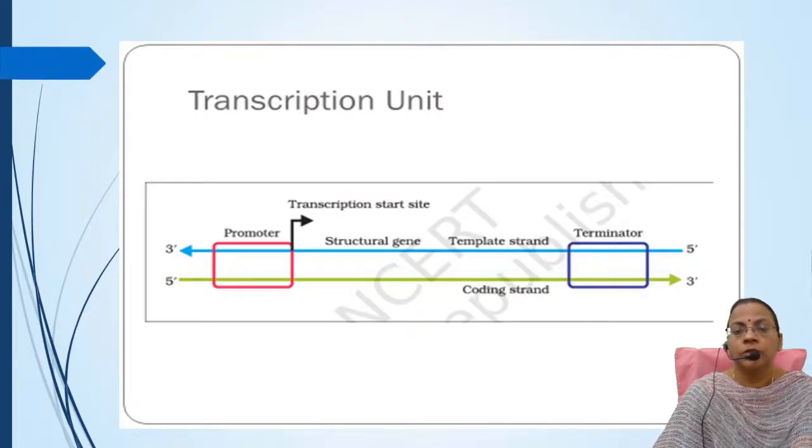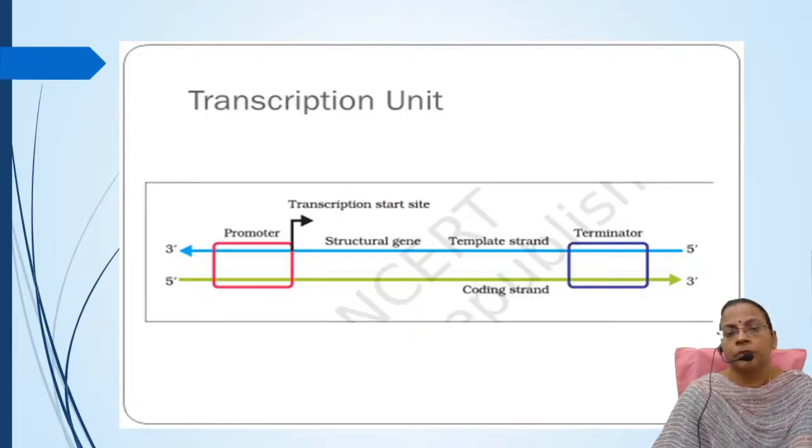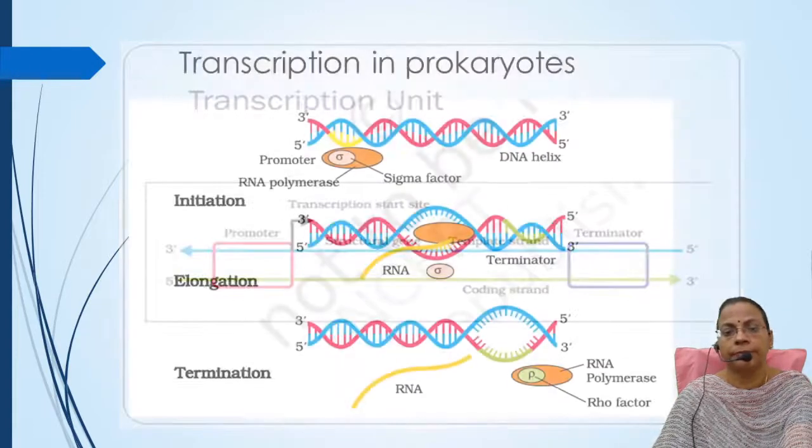Now we'll move on to the diagrammatic figure. Here two strands are given. One strand is named the template, and in that itself there are three regions: promoter, structural gene, and terminator. The promoter is located at the 3' end of the template strand, whereas the terminator is located at the 5' end of the template strand. The strand which does not take part in transcription is called the coding strand or non-template strand.